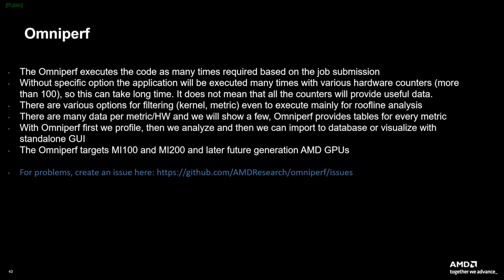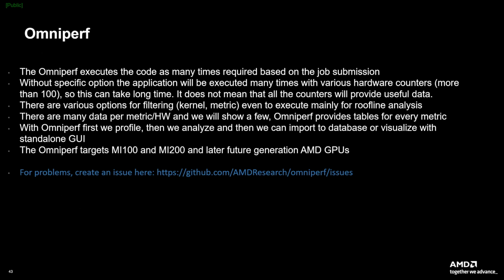OmniTools executes the code as many times as required based on the job submission. With that specific option, the application will be executed many times with various hardware counters, more than 100. So this can take a long time. When you submit your binary without any options, it can run plenty of times.